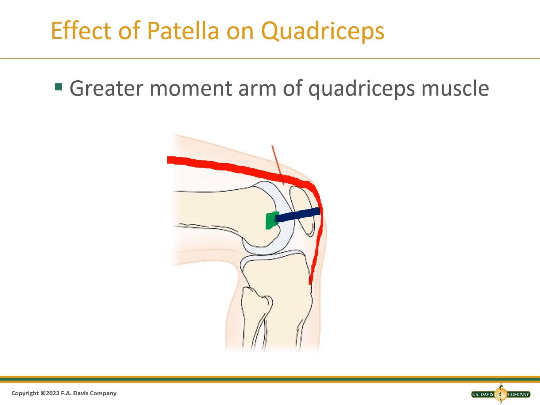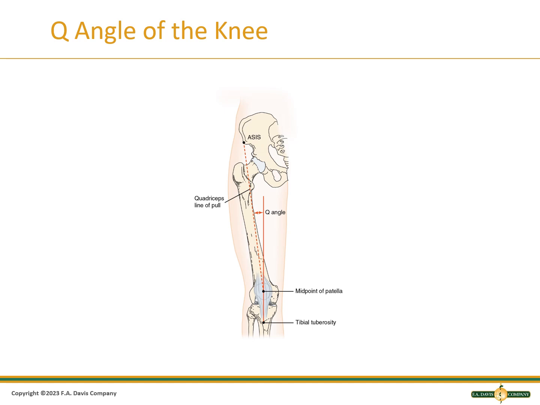So we'll use orange, and if it just came straight down, maybe a little bit further out, like this, to attach, then I would have this shorter moment arm, which wouldn't be as efficient at producing torque. And so with less force, I can produce a greater amount of torque because of the patella increasing the moment arm for the quadriceps muscle.